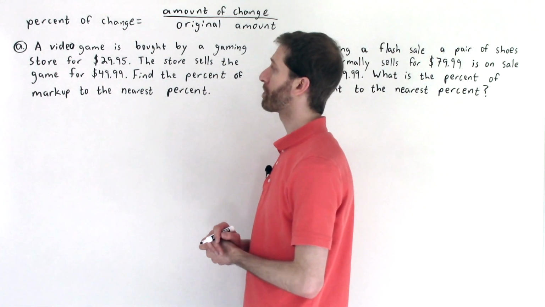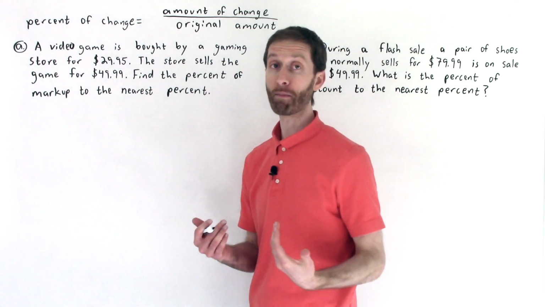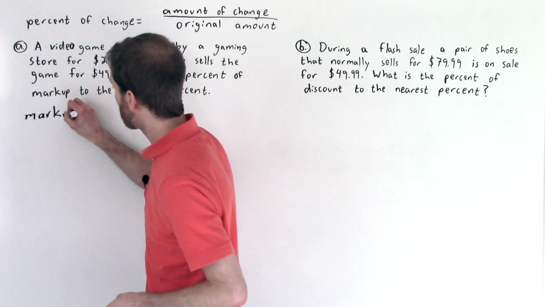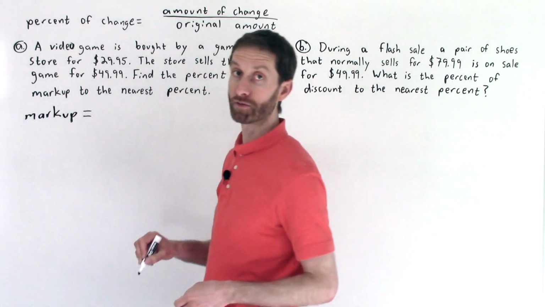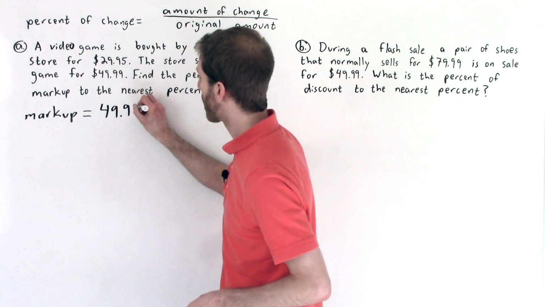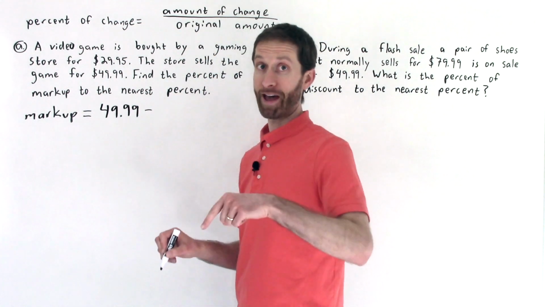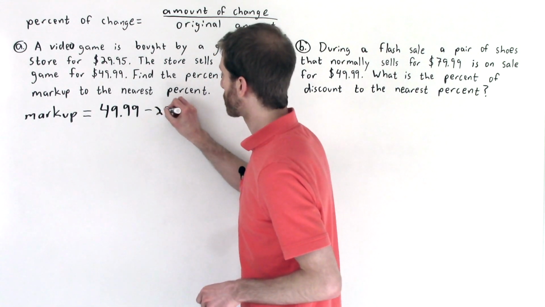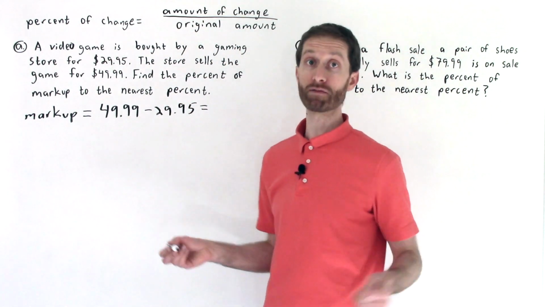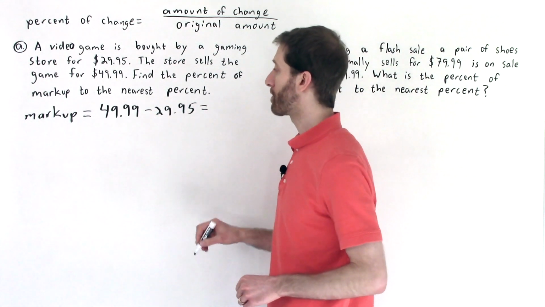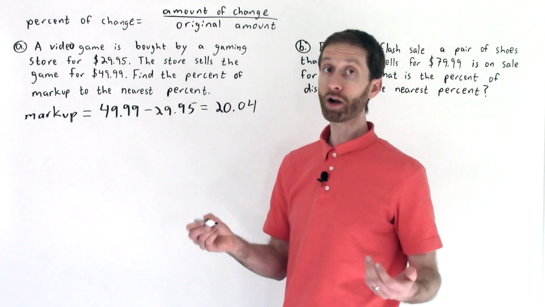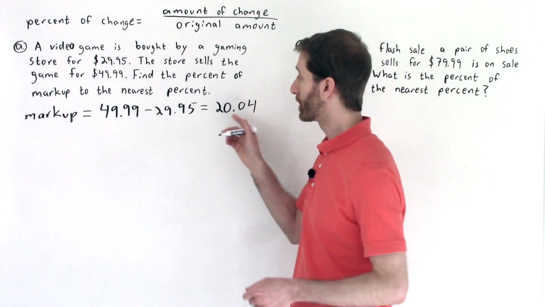So the percent of markup is literally just figuring out first, what is the markup? Well, the markup itself, so I'll just write out markup, is really just the amount of change. That's going to be the price that we're selling this video game for, so it's $49.99. That's the ending value minus the starting value, the original amount, $29.95. So literally you're just finding the change, like you did in percent of change problems. So $49.99 minus $29.95 is a change of $20.04. That's the markup. So if you're just asked what is the markup, here's your answer.